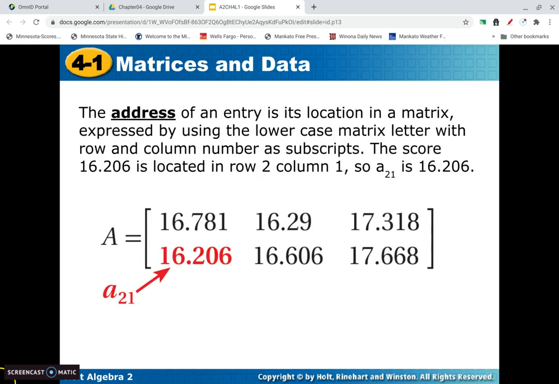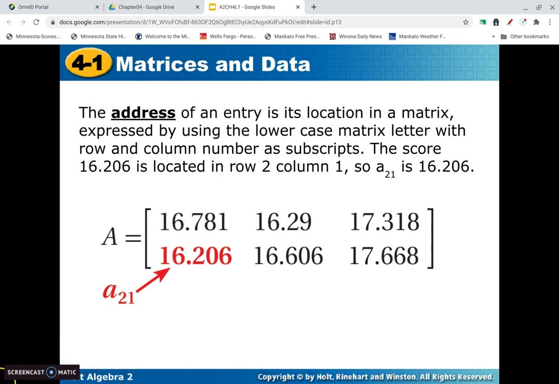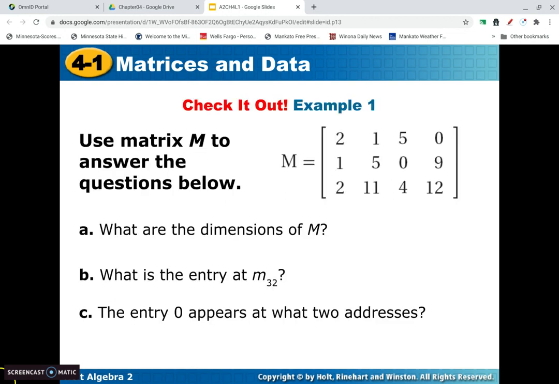All right. Now the address that we can talk about is showing the location. So as we're looking over here, the address says 2, 1. So that means go to the second row, first column, and we can see where that is. That's going to be that entry right there. So we should be able to identify those if we give you an address. It gives you the row by the column, gives you that entry that you have right there.